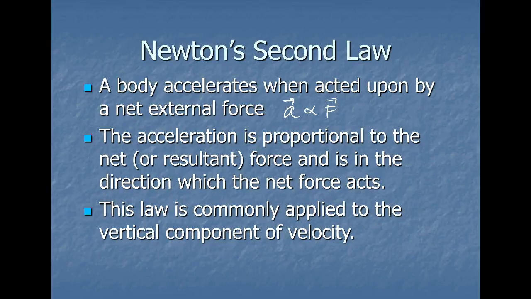And this is often applied to the vertical component of velocity for projectiles. And commonly put, we write this as the sum of the forces is equal to mass times acceleration. So these are vectors. The sum of all of the forces acting on an object is equal to ma. And these are vectors, so we have to use all the tricks that we learned about for combining vectors.